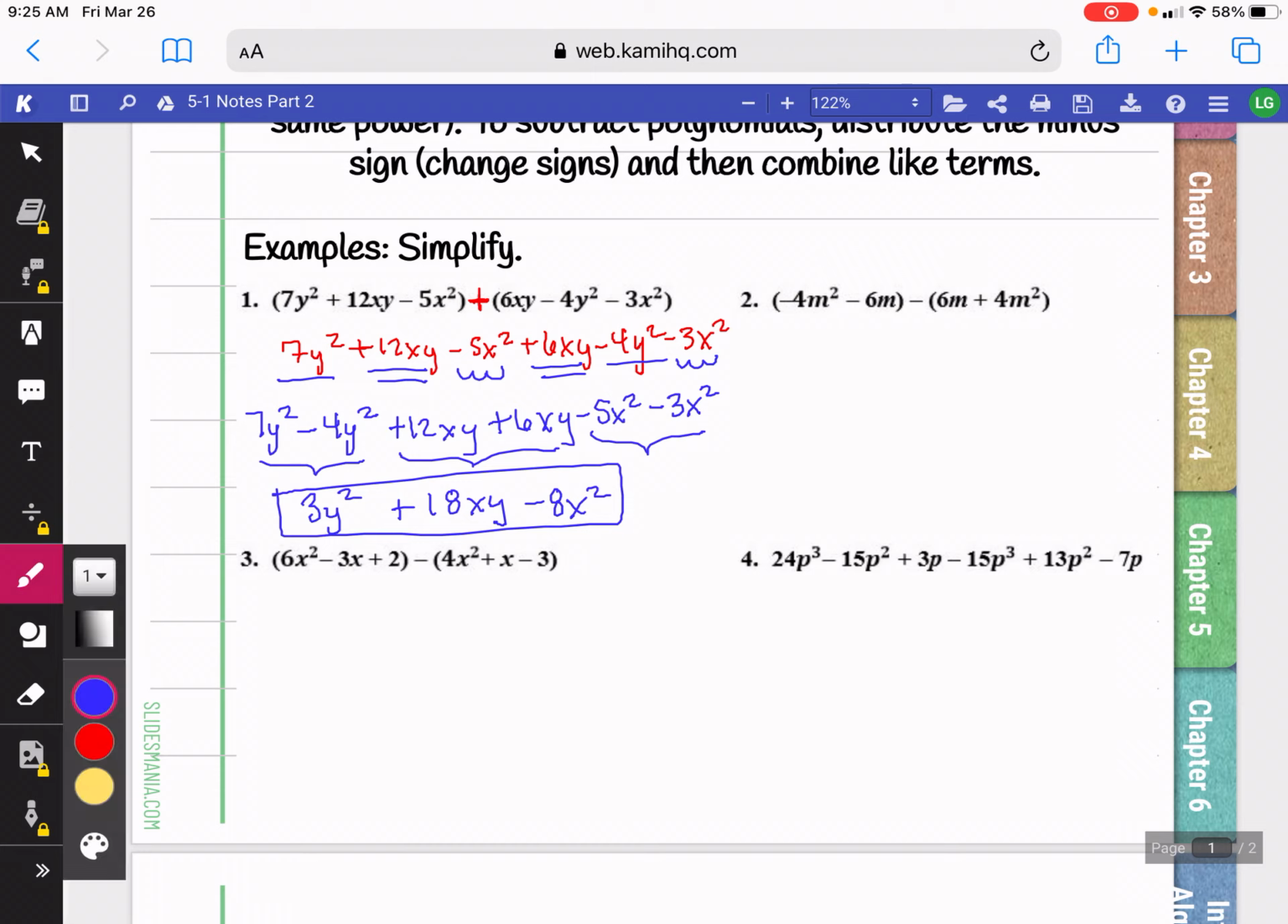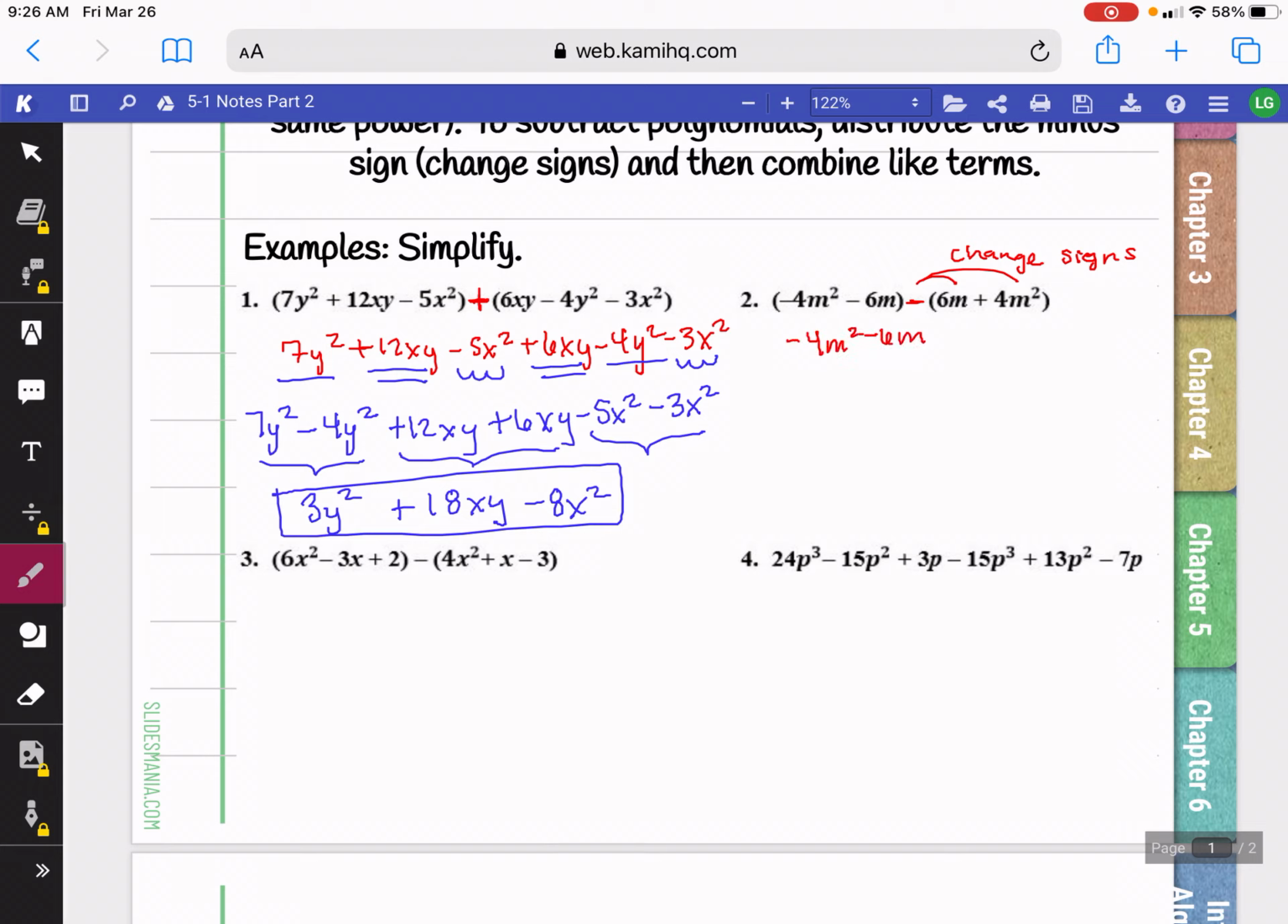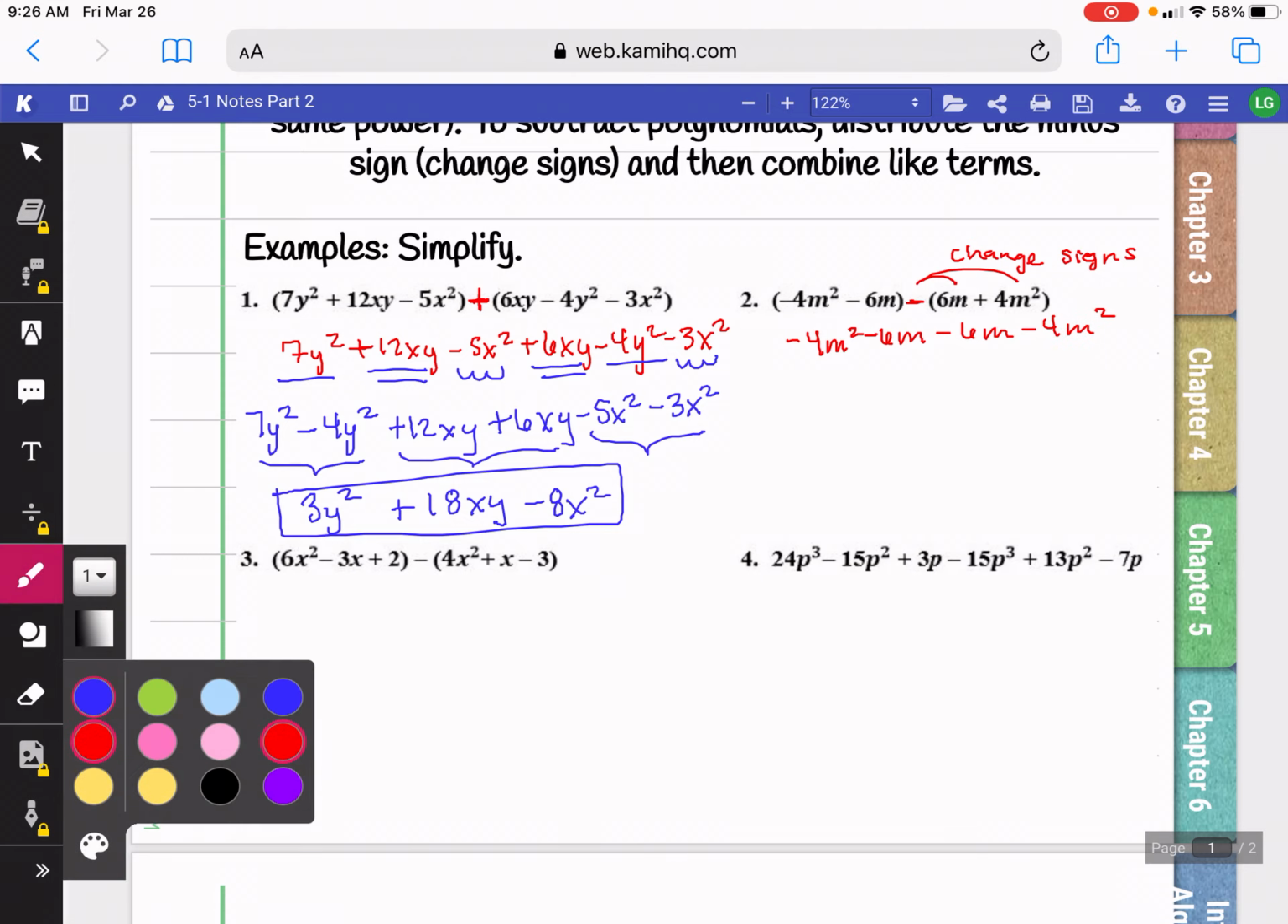Question 2 is a subtraction problem. When you have subtraction, you need to distribute that negative. It's like multiplying everything times a negative 1. What happens there is the signs are going to change because you're subtracting everything. So you're really doing minus 6 and minus 4. So this parenthesis stays the same. Here we change the signs. Then I can combine like terms.